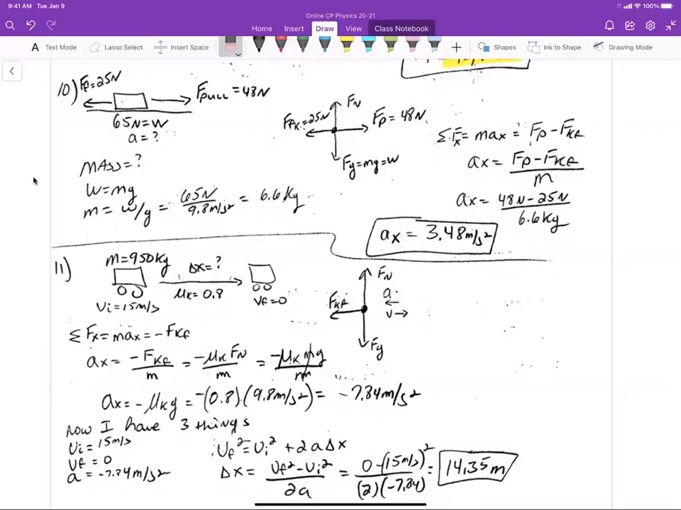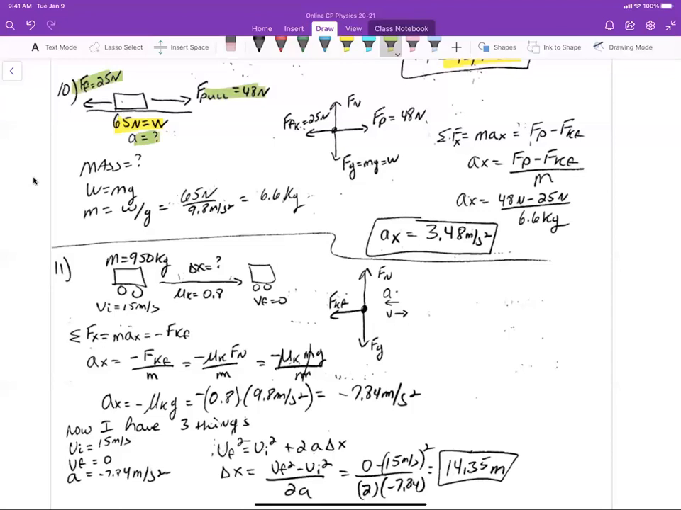Number 10, an object that weighs 65 newtons, that is its weight, is being pulled on a horizontal surface with 48 newtons to the right. The frictional force on this object is 25 newtons to the left. So here I have my pull force and my friction force, and they wanted to know the acceleration. Let's see, what is the acceleration?